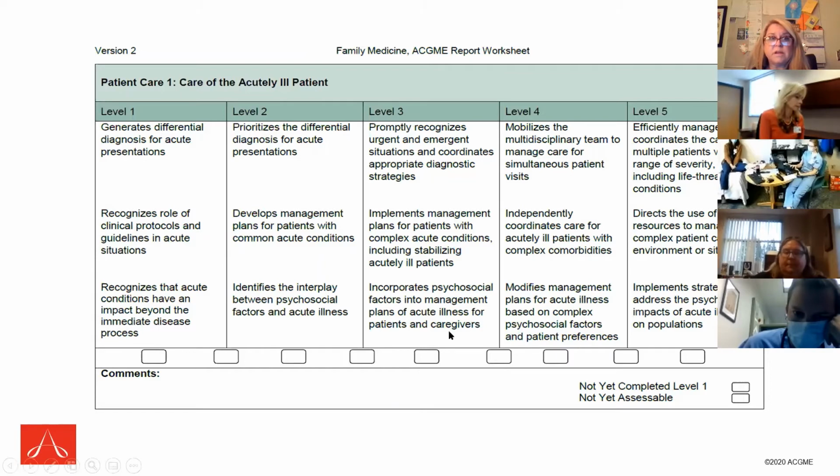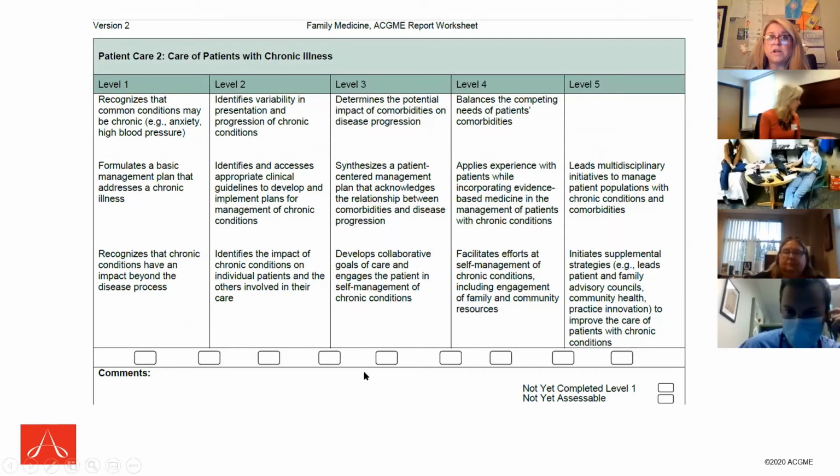So when you look at the next thing for patient care, now they want to know how you take care of chronically ill patients, which obviously applies a little more to the outpatient setting. The first one applies a little more to the emergent and the inpatient setting, sometimes in the outpatient setting for sure, but more so inpatient and ER.